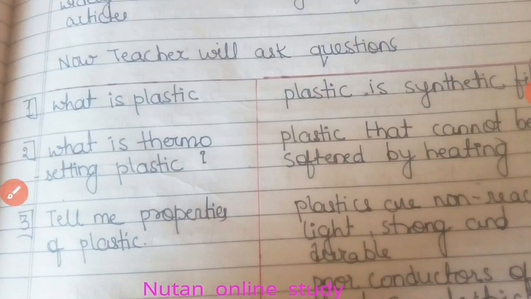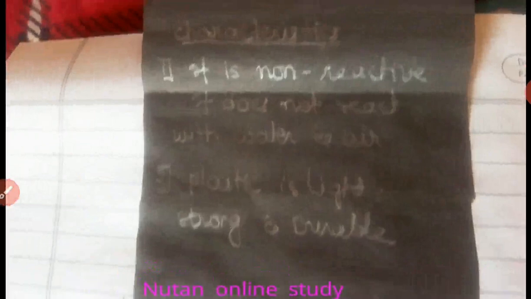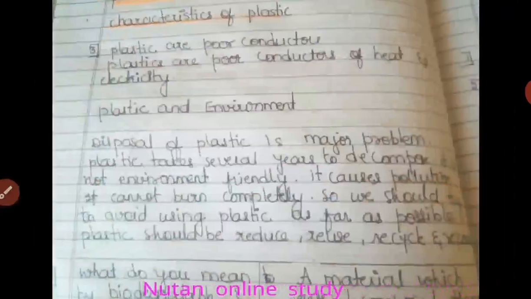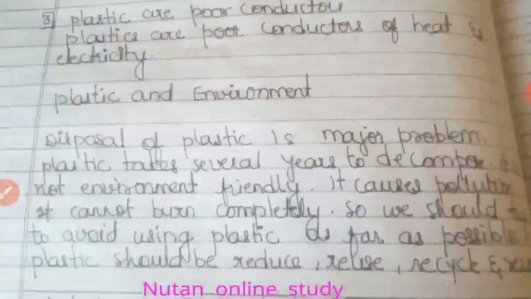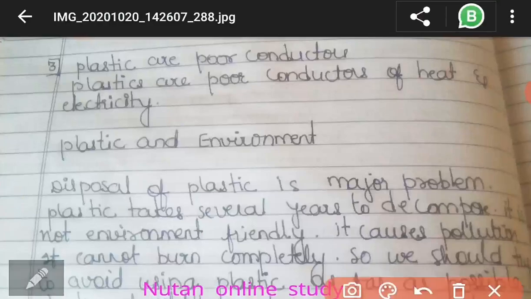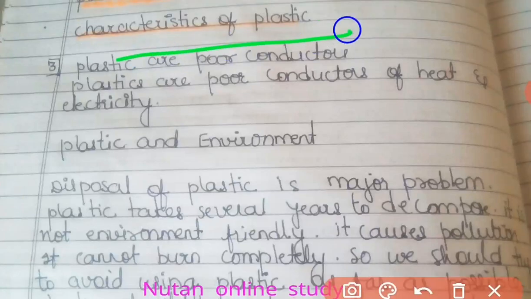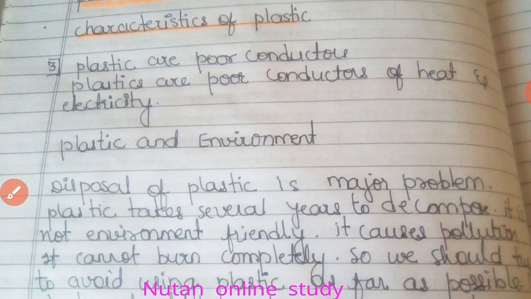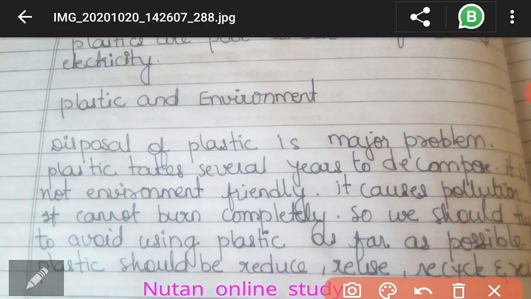This is blackboard work. Whatever we think is main, we have to write on the blackboard, okay? So this is our blackboard work. Now after that, this is presentation second, and here is the rest of the characteristics of plastics. The third characteristic is plastics are poor conductors. After that we have to explain everything, and here plastic and environment, meaning the effect of plastic on the environment.